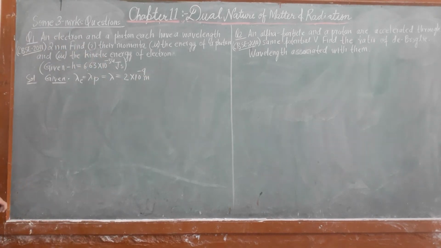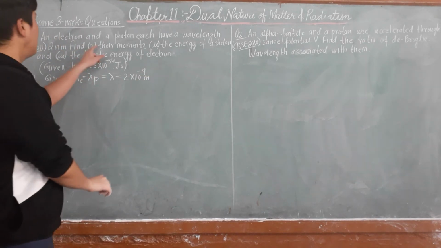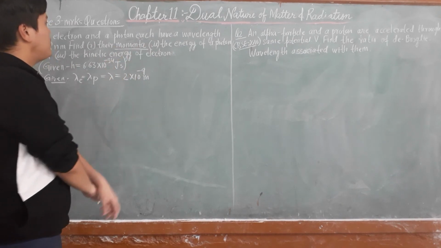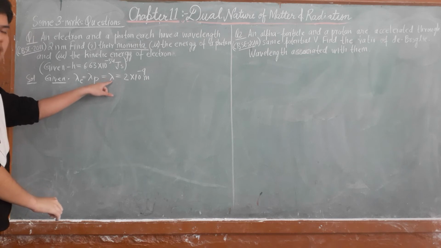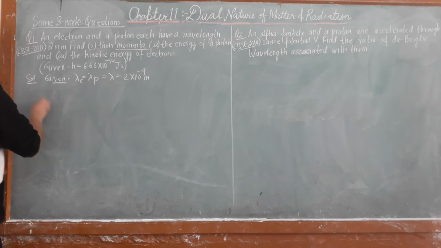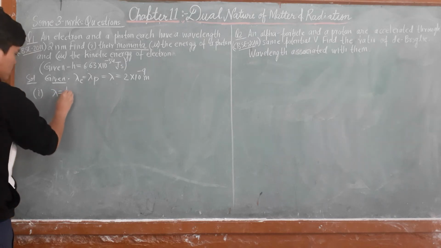Now find the momenta. Once again, for momenta, part 1, lambda is equal to h upon p.